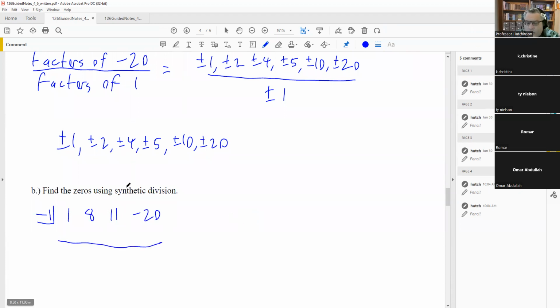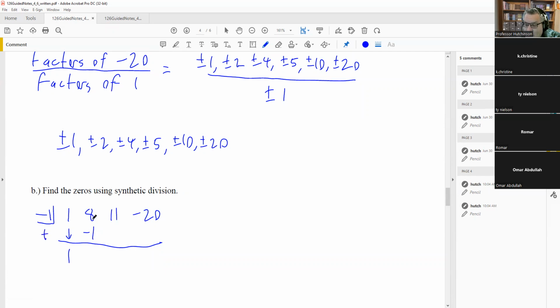So this is how we set up the synthetic division. I'm going to try going through with -1 and see what number I get for the remainder. This is a review from last time. 1 drops down, we multiply these together and put the result underneath the next column. Then we're adding this together.